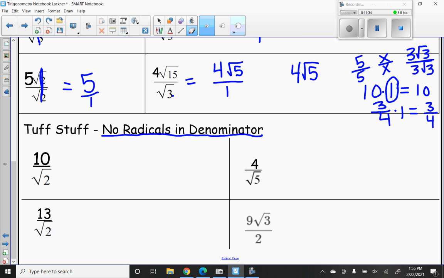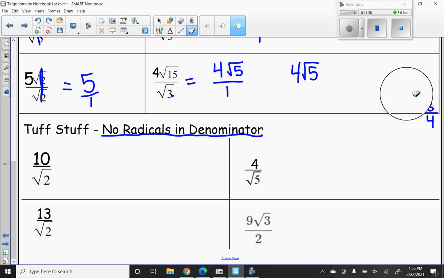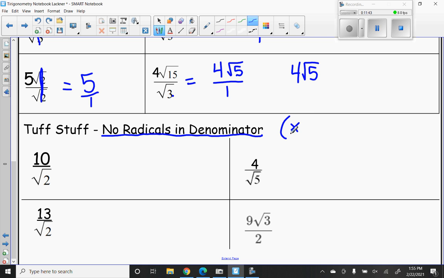So how do we get a radical off the denominator? The rule is we're going to times it by 1. And how do I multiply 10 divided by radical 2 by 1? You are going to identify your radical that's on the bottom, and you're going to multiply it by 1 with that radical. I'm picking radical 2 because that's what's on the bottom.